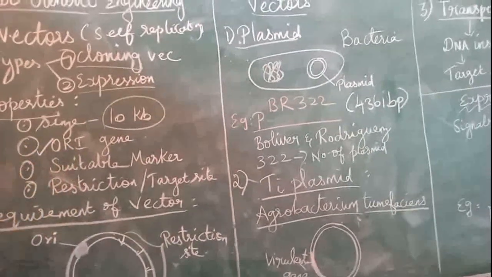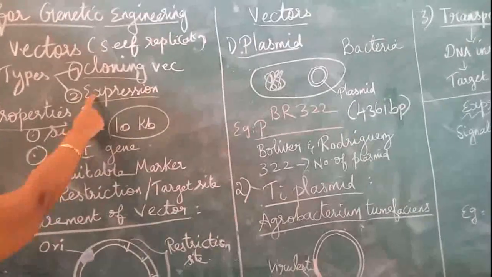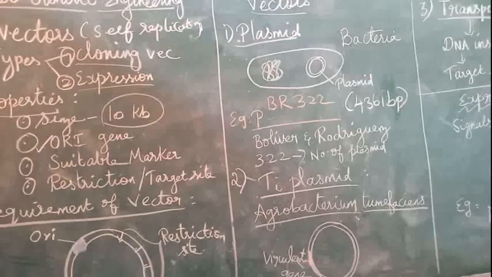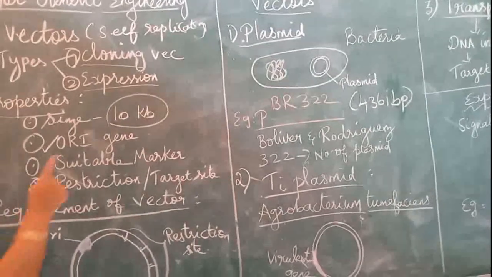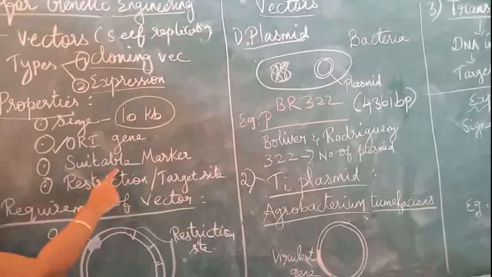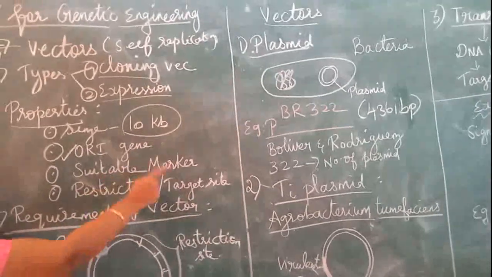And next is the suitable marker. I already said about the expression; both are the same. Suitable marker: in addition to the ORI, whether some gene is inserted or not can be verified by means of the marker called a suitable marker.